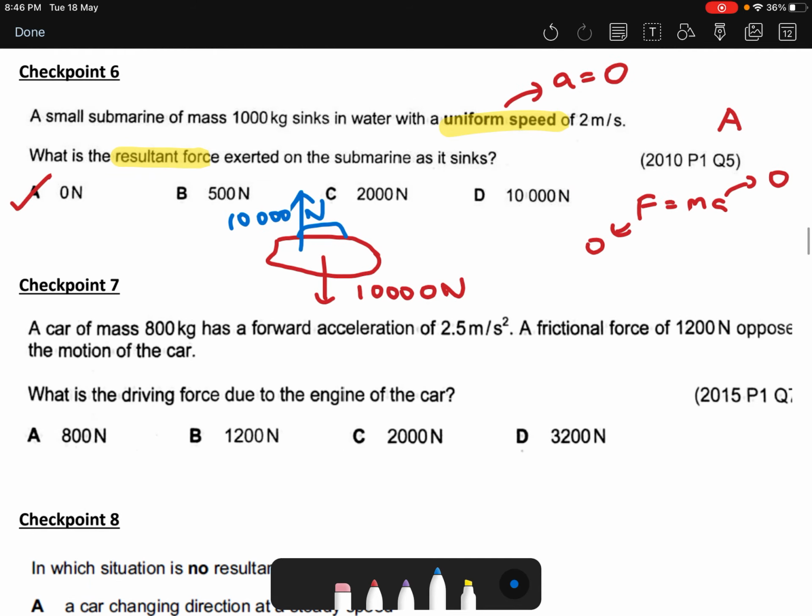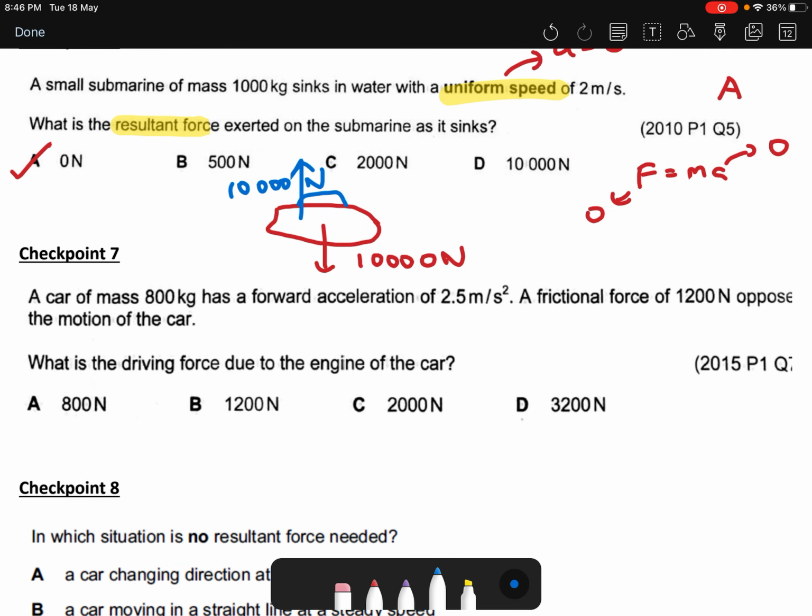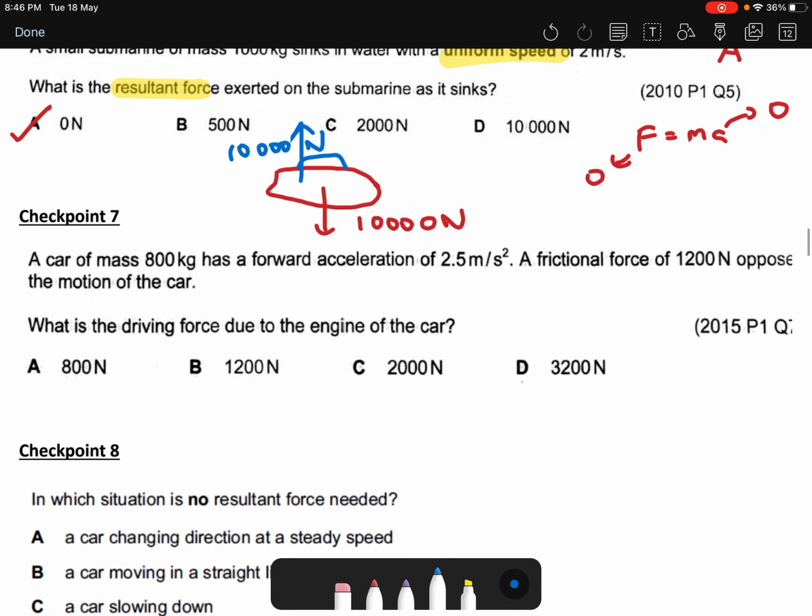Right. Okay, checkpoint number 7. So it's a 2015 question. A car of mass 800 kg has a forward acceleration of 2.5 meter per second square.